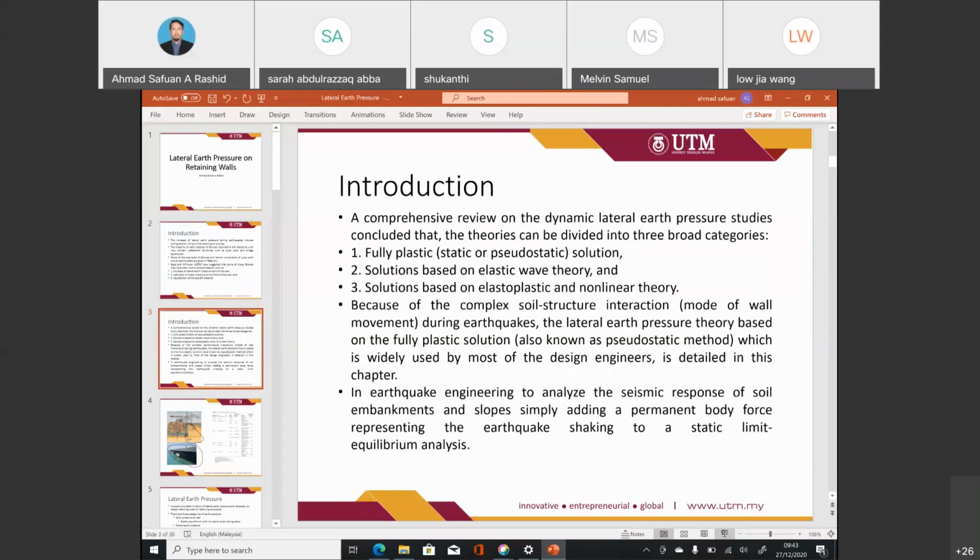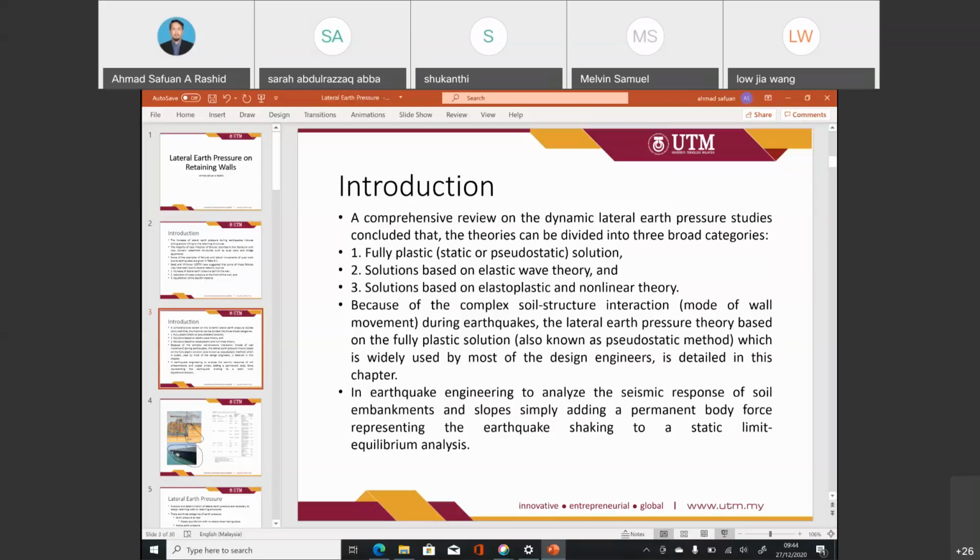Okay, a comprehensive review on the dynamic lateral earth pressure studies concluded that the theory can be divided into three broad categories. Okay, so in order to analyze the lateral earth pressure during the earthquake, they have listed three proposed approaches. Okay, the first one is the fully plastic, which is based on the static solution. Okay, the second one is the solution based on elastic wave theory. Okay, and the third one is the solution based on elastoplastic and nonlinear theory.